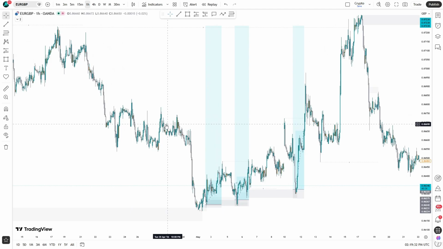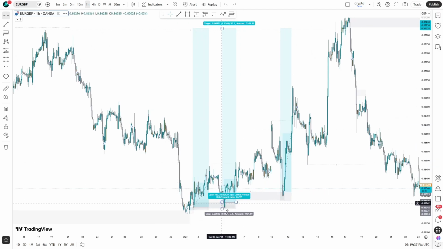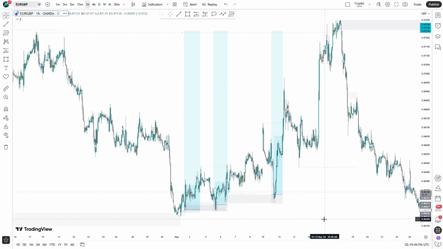So what you focus more on is how the market moved within this area, and within this area. See you on the next case study.